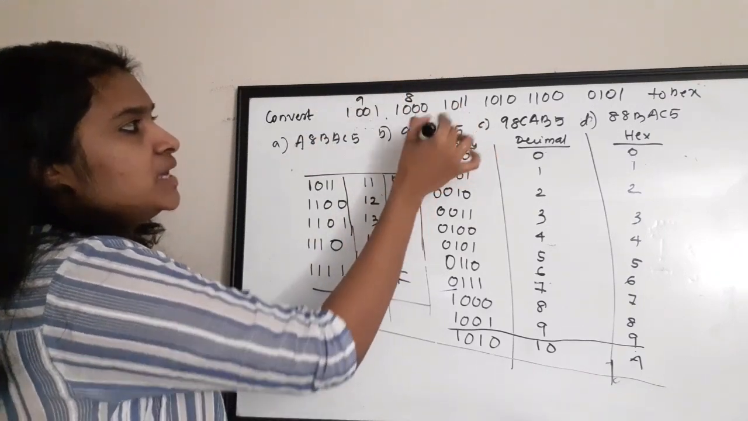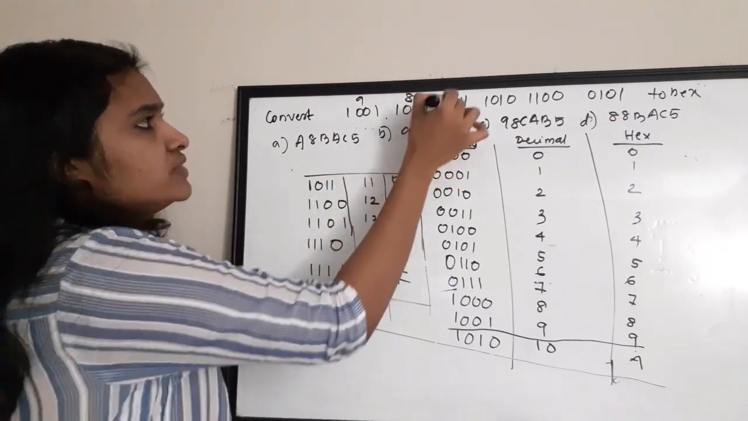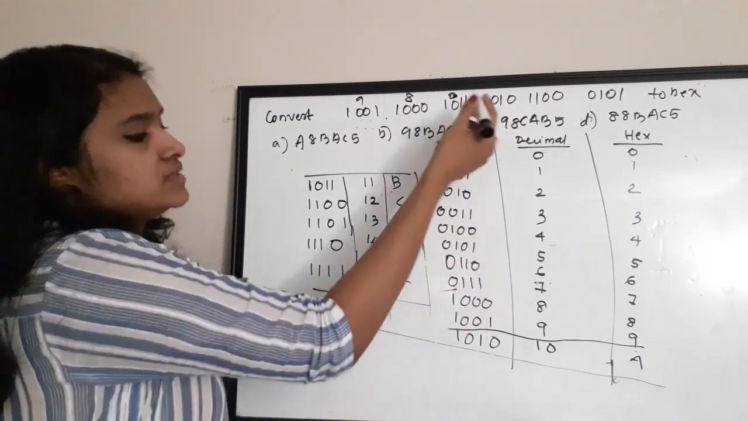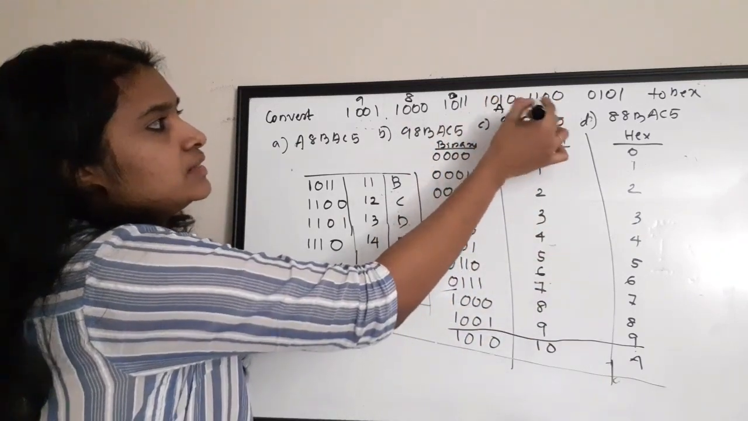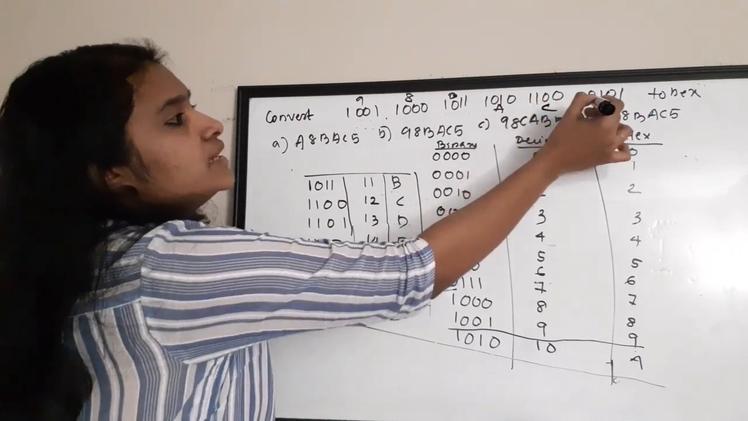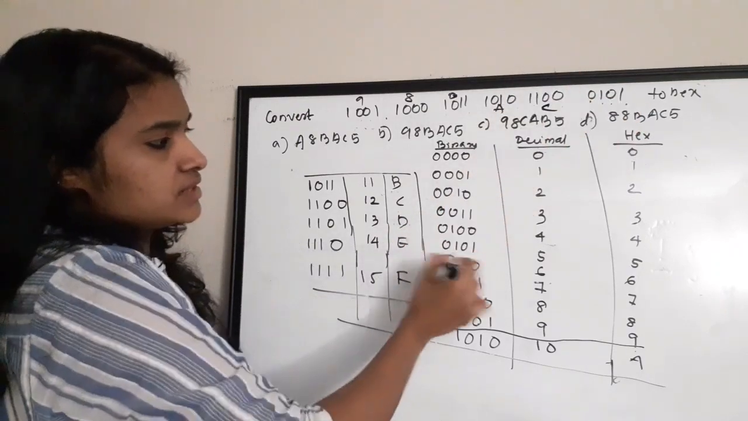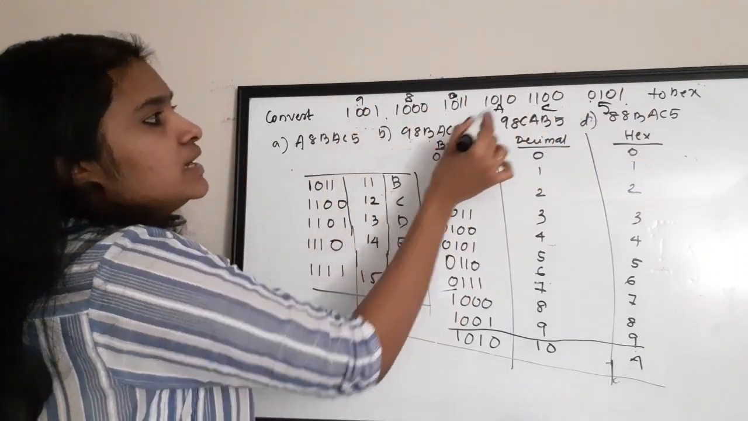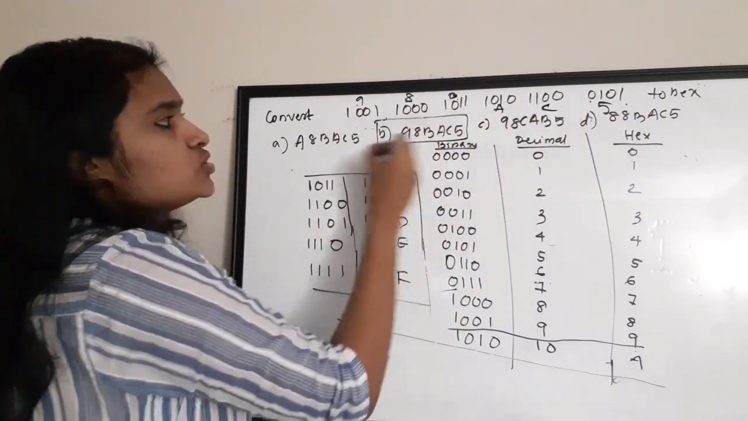1011 it is B. Then 1010 is A. Then 1100 is C. Then 0101 is 5, right? Yeah. So the answer is 98BAC5. So the correct answer here is option B.